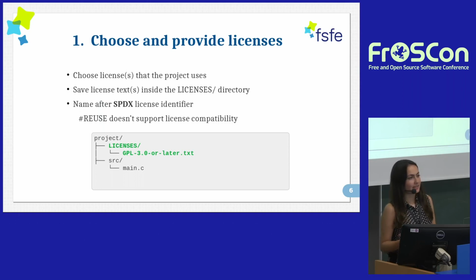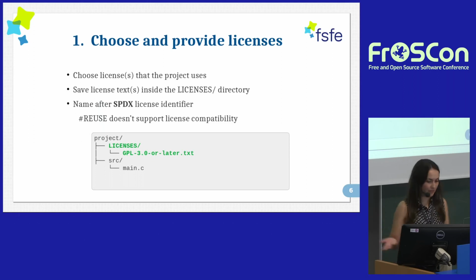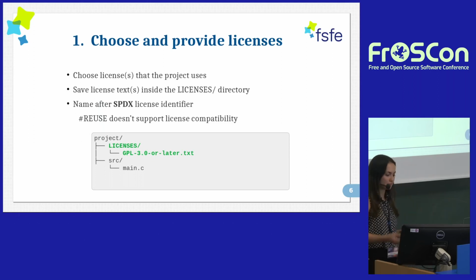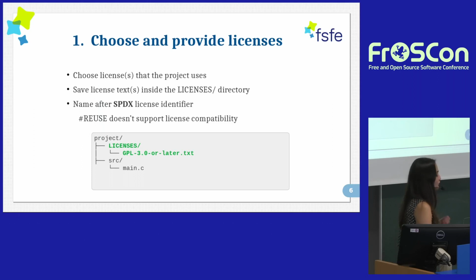And then you're going to name this file after the SPDX license identifier, because as I already mentioned, reuse is integrating already some best practices. So we are using the SPDX license identifier. So in this example, you can see that we have the directory called licenses, and then our GPL3 or later, saved under the SPDX license identifier, like the license name of this specific license.